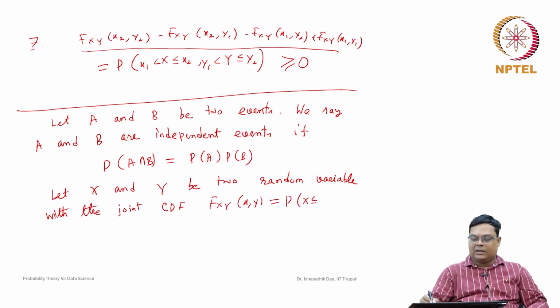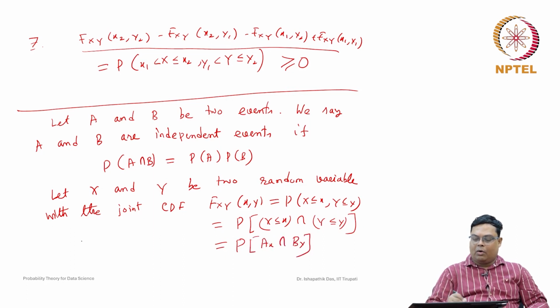This is given by X ≤ x, Y ≤ y. Now, this event {X ≤ x, Y ≤ y} is nothing but the intersection of the events {X ≤ x} and {Y ≤ y}. So in our notation, this is nothing but the probability of Ax ∩ By, where Ax is the event, for any real number x, of all s belonging to S such that X(s) ≤ x, and this is a subset of S, and By is the event defined by all s belonging to S such that Y(s) ≤ y.